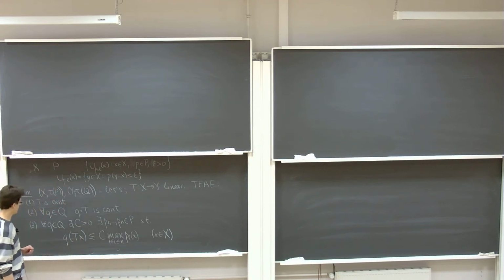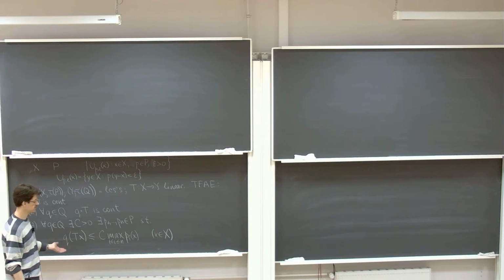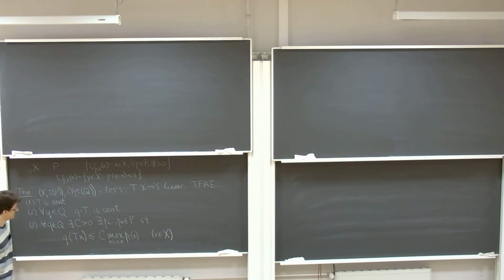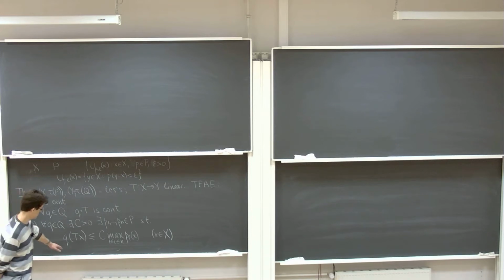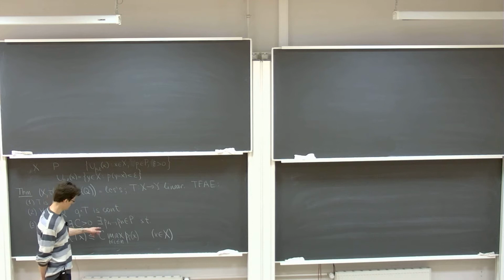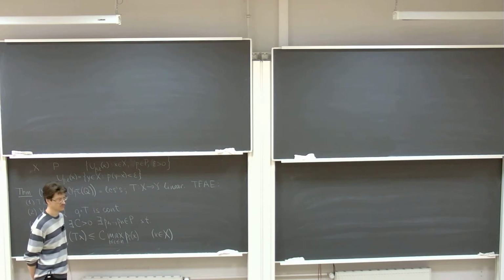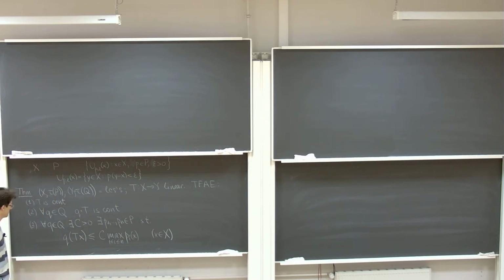Observe that in the case where X and Y are normed spaces, then what we get is just the well-known statement that a linear operator between normed spaces is continuous if and only if it is bounded. So this estimate means exactly that the norm of Tx is less than or equal to a constant times the norm of x. That is the usual definition of a bounded operator.